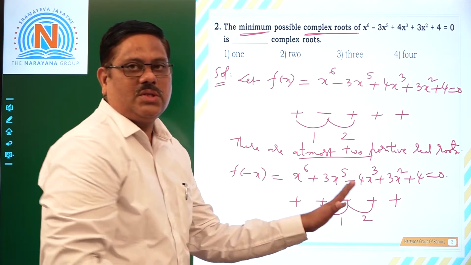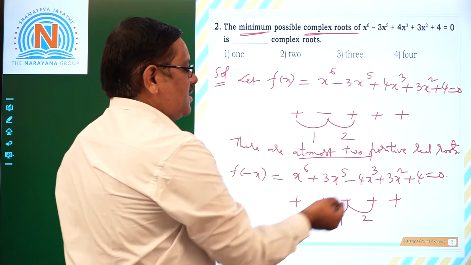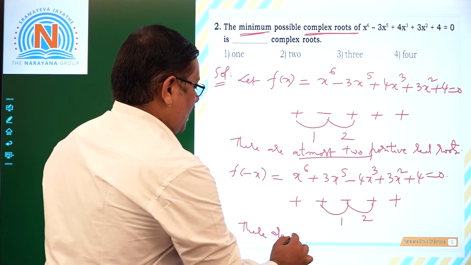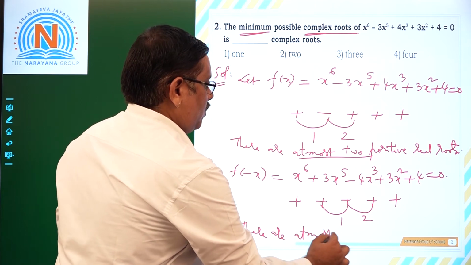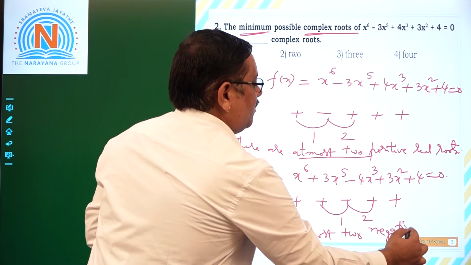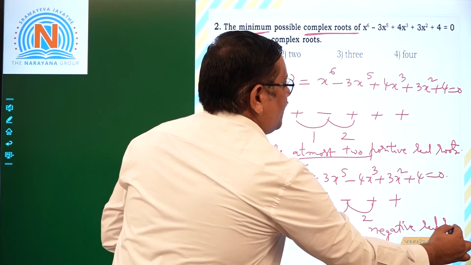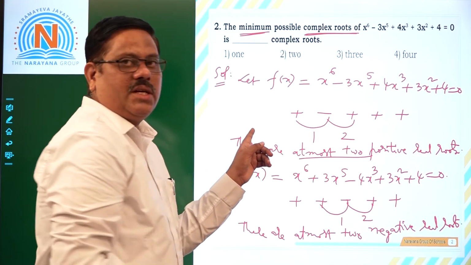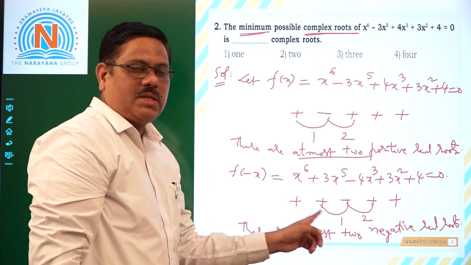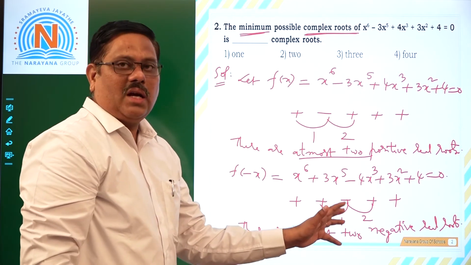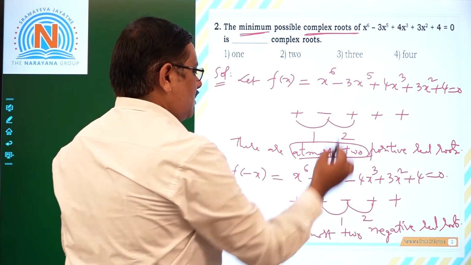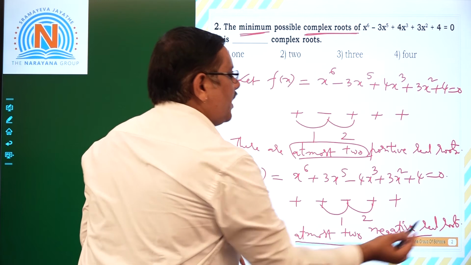So plus 2 plus, there is no change. So here also there are 2 changes in signs. Therefore, there are at most 2 negative real roots. This is very important. For f of x, the sign changes give you at most positive real roots. For f of minus x, the sign changes give you at most negative real roots. So we have at most 2 positive real roots, and similarly at most 2 negative real roots.